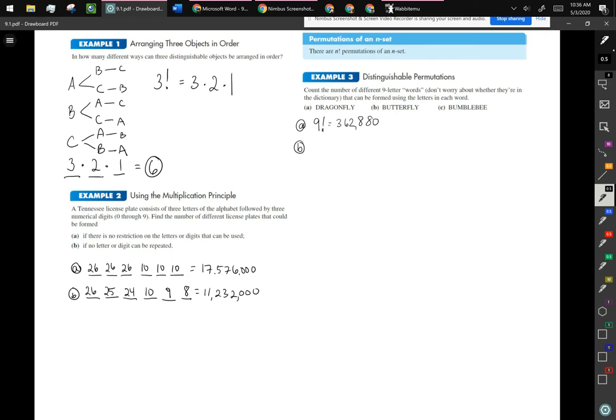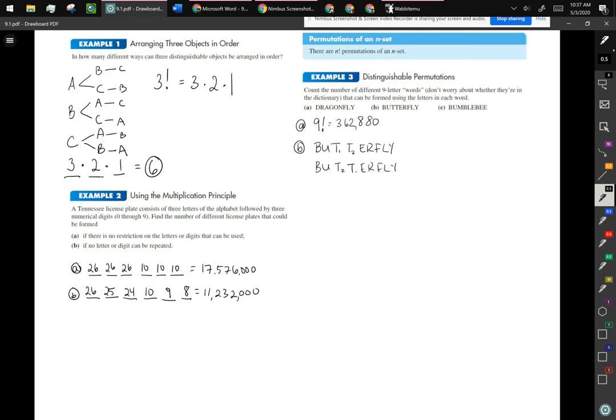However, there is an issue. Butterfly itself is one of the arrangements of these letters. So it counts for 1, but there are 2 T's. Well, if I wrote it like this, I wrote those subscripts with the 1 and the 2 and the 2 and the 1 to show you that there's 2 T's. So if you switch the 2 T's, technically that's another arrangement.